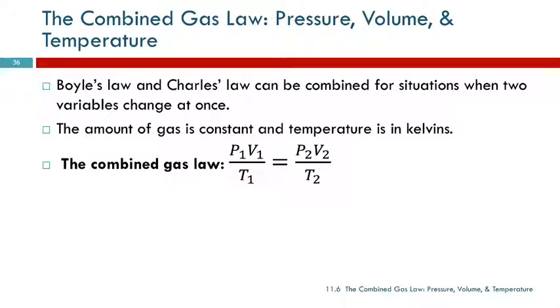The combined gas law puts Boyle's law and Charles' law together because sometimes you have more than two things changing. So here's the combined gas law: P1V1 over T1 is equal to P2V2 over T2. The amount of gas is staying the same, but now pressure, volume, and temperature are changing. Again, the temperature needs to be in kelvins.